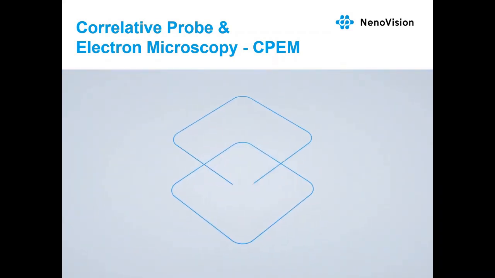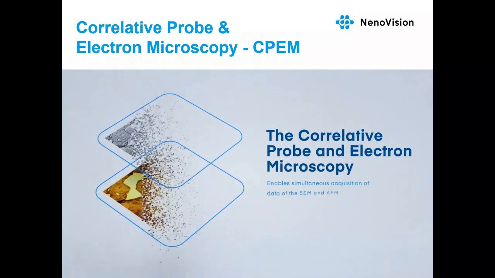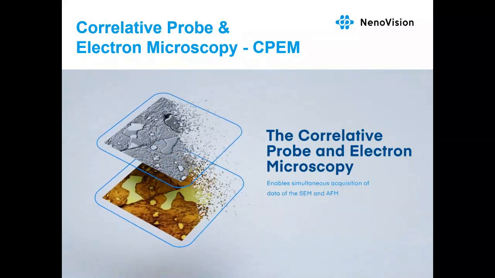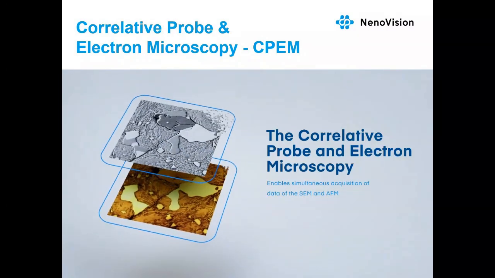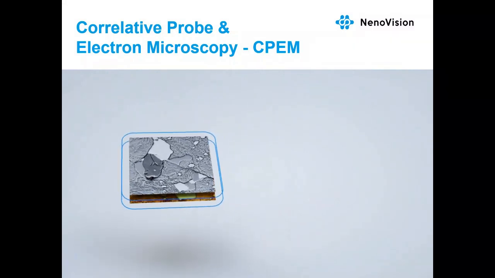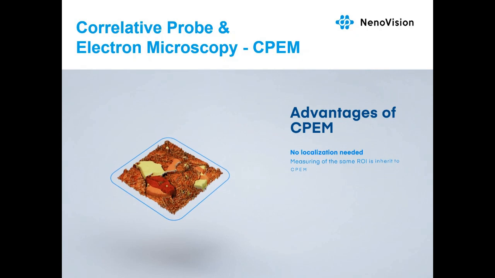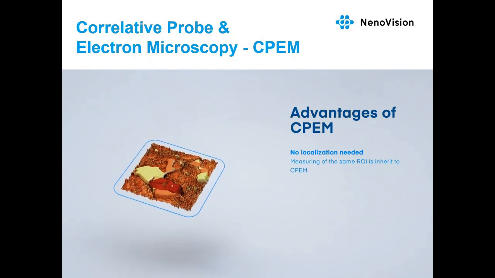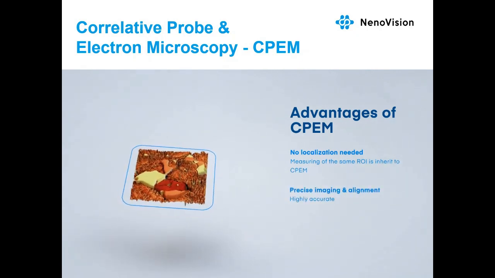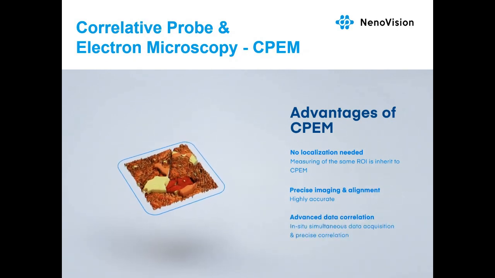The correlative probe and electron microscopy, shortly CPEM, is a novel method of multi-dimensional correlative imaging, enabling simultaneous acquisition of data of the SEM and AFM that can be easily correlated into a 3D image. It eliminates the need for double localization of the region of interest, enables highly precise imaging and alignment, and advanced data correlation.